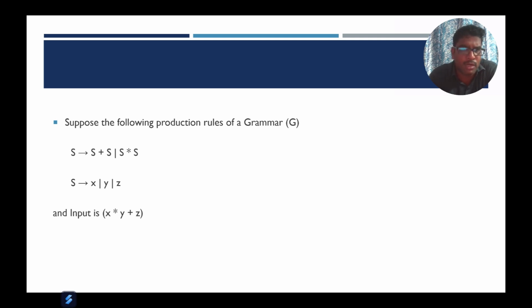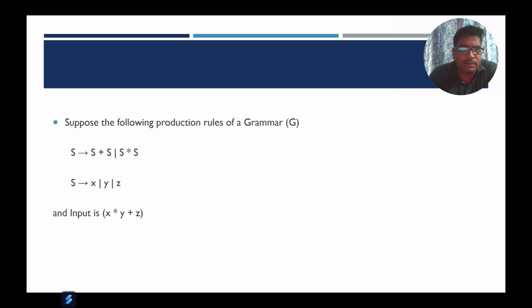Here we have S tends to S plus S as one production, S tends to S star S as another, second production, S tends to X is the third production, S tends to Y is the fourth production, and S tends to Z is the fifth production. Totally we have 5 productions, and the string generated is X star Y plus Z. That is the string generated with those productions.